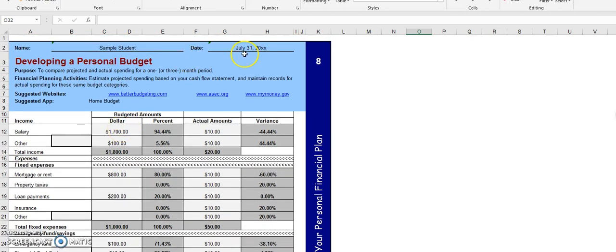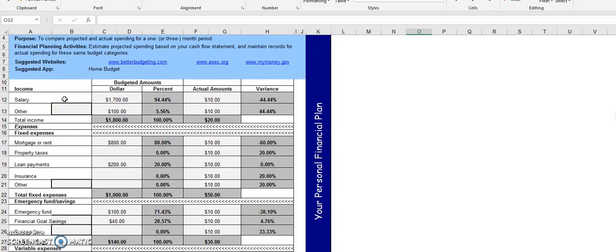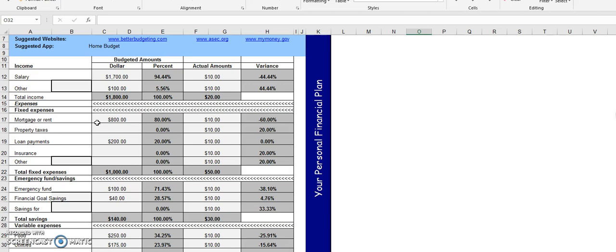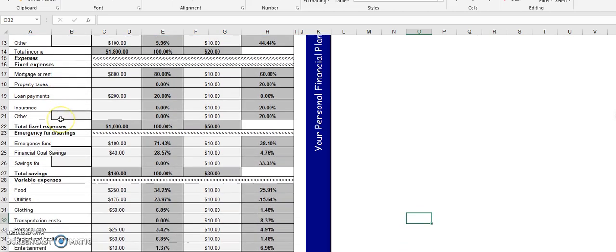So in this case, I put the July 31st date in there, so every month this is what my budget looks like. So I had a salary of $1,700. I budgeted an extra $100 in some kind of other income. So I expect to have income of $1,800 every month on a regular basis. So I'm going to have that $800 mortgage. I'm going to have the $200 loan payment. Those are fixed expenses or outflows. So my total fixed expenses are $1,000.